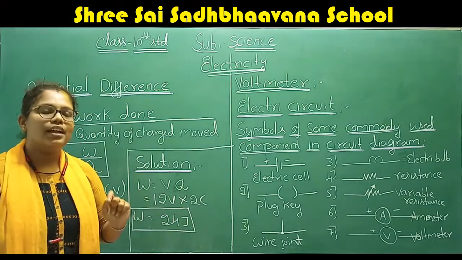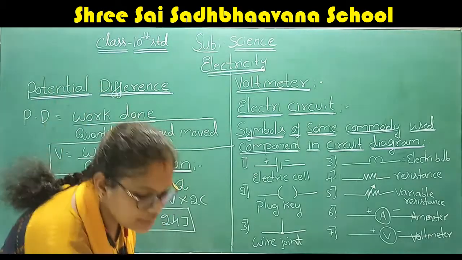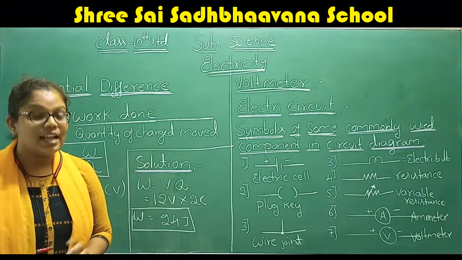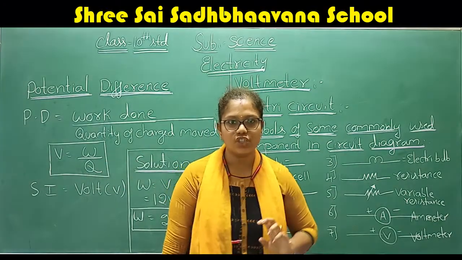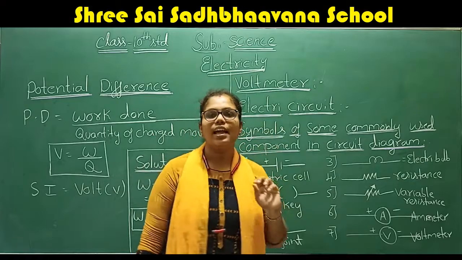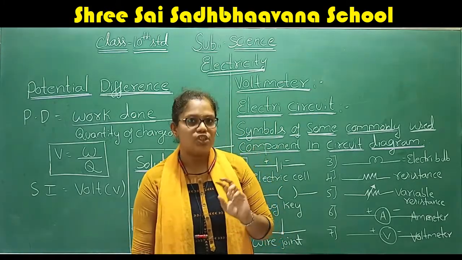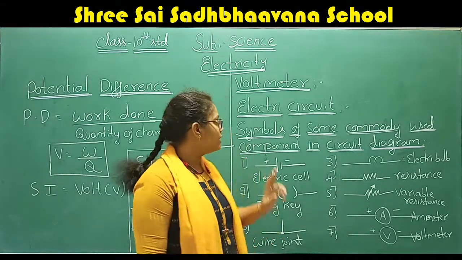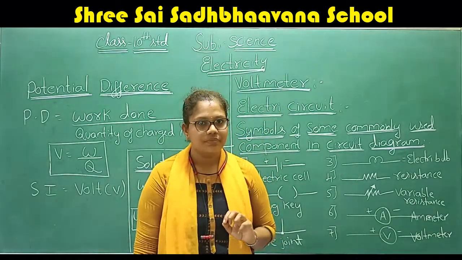Understood the problem? Good. This is all about the concept of potential difference. Next, we are going to discuss two important definitions in this chapter. One is the voltmeter and the other one is the electric circuit. These are the two very important definitions in this chapter.